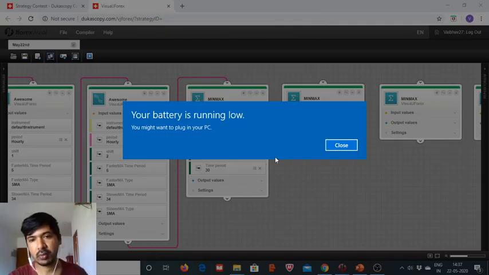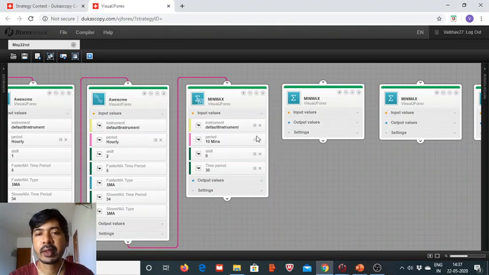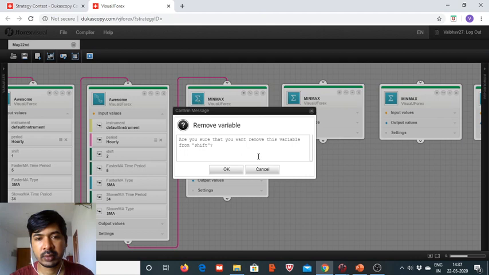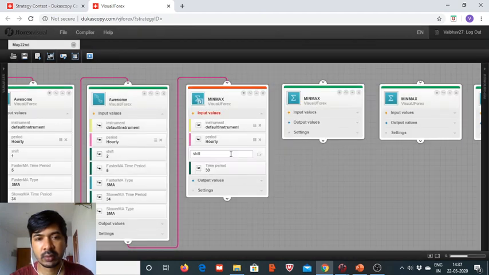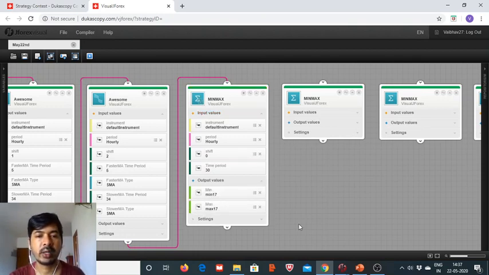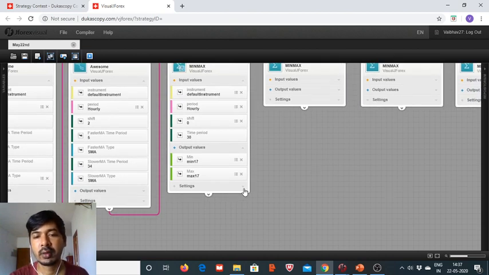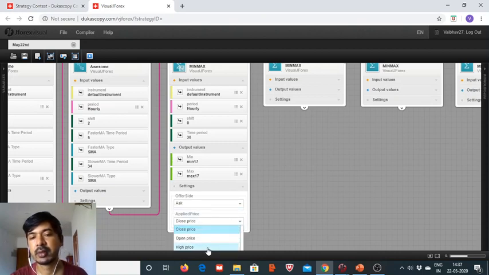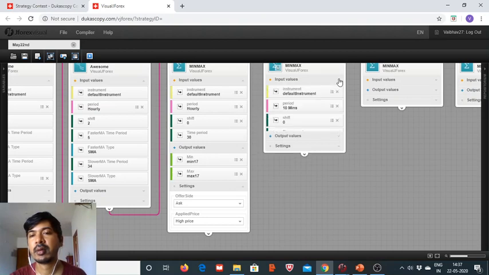Battery is running low. Okay, we make it 1 hour hourly. We got it. Shift 0 is alright. Time period 30, we let it remain as it is. We simply, if it is bid, we make it ask and we take the high price.